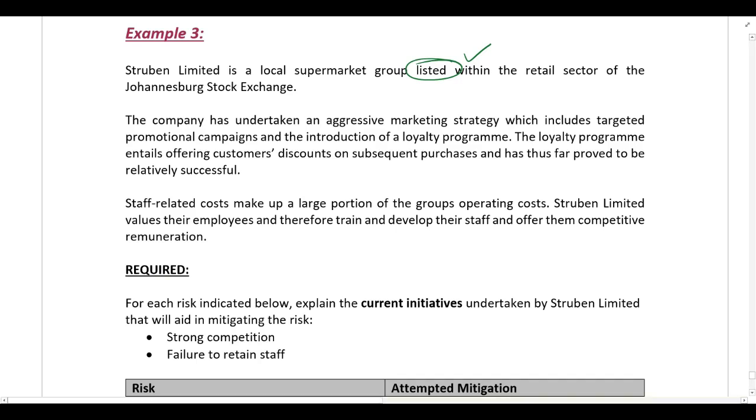The company is obviously really trying to boost their sales because they have this aggressive marketing strategy, which includes two things. First, targeted promotional campaigns, and second, a loyalty program. So they are really trying to boost their sales, all positive over here. And also the fact that they value their employees, so they train them, they develop them, and they offer them competitive remuneration, that is also going to be a positive point.